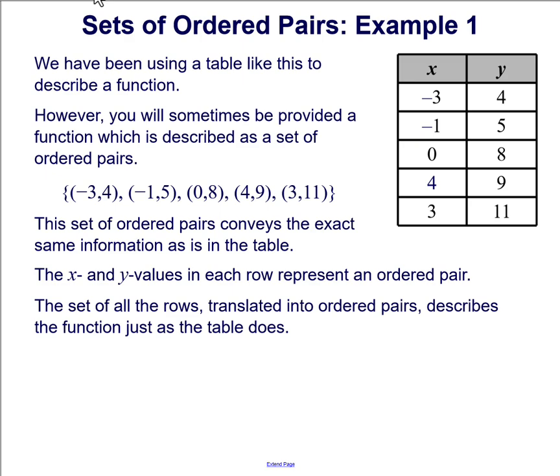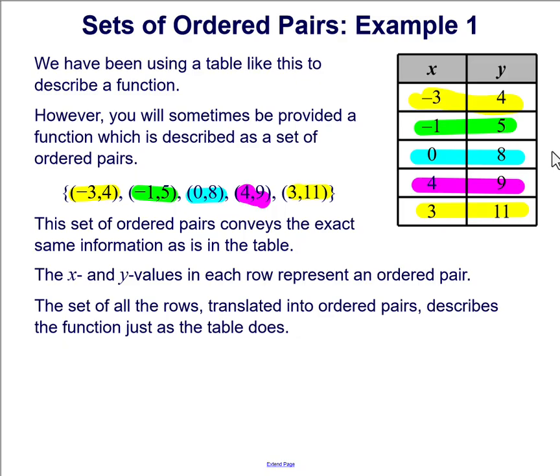To provide some further clarification, right here -3 and 4 describe an ordered pair, which you see here in ordered pair form. Here we see -1 and 5. Here they're grouped together in ordered pair form. In this table of values, we see 0 and 8. We formed ordered pairs and put them in set notation. And with 4, 9, we did the same thing. And then, of course, back here to 3, 11. And you see here we grouped 3, 11 together.